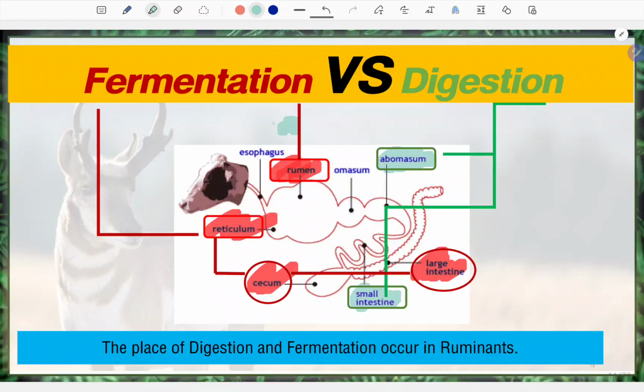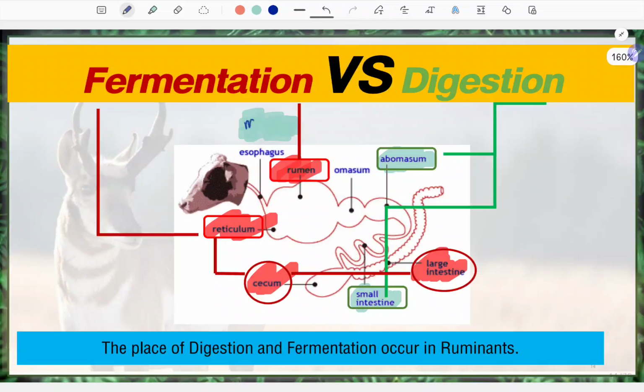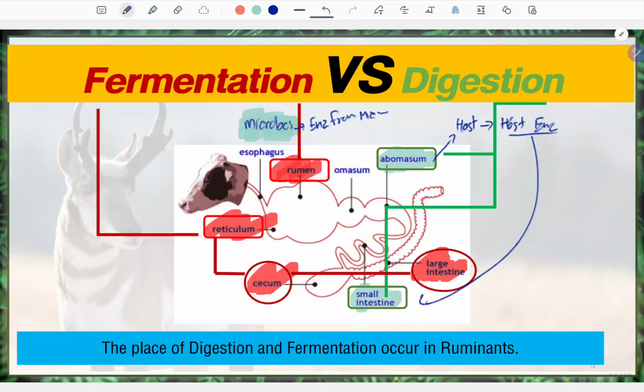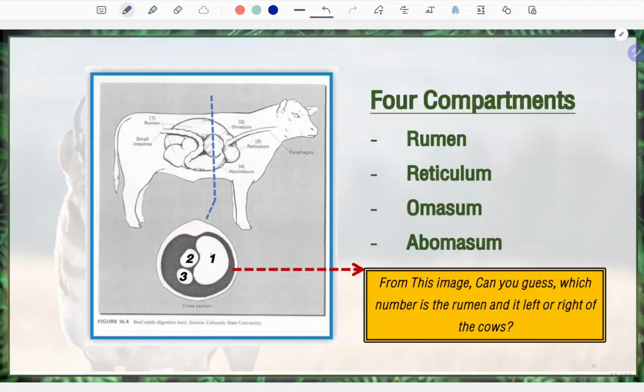Fermentation is the responsibility of microbes, using enzymes from microbes. But for digestion, the host animal uses host enzymes. This is the difference between fermentation and digestion processes.